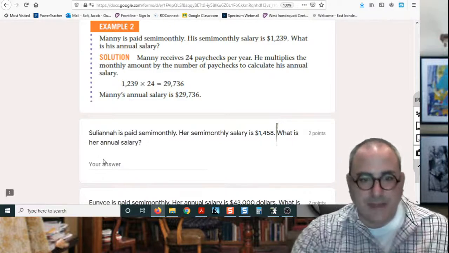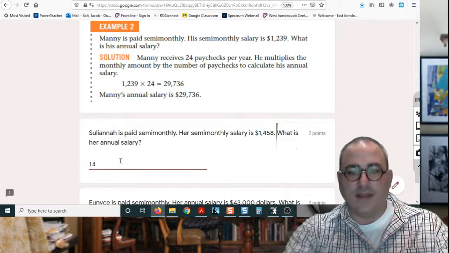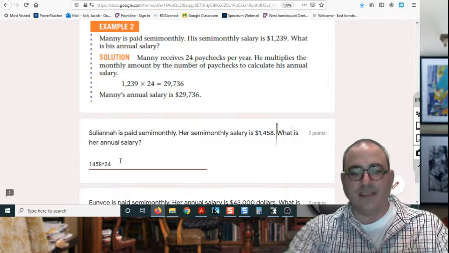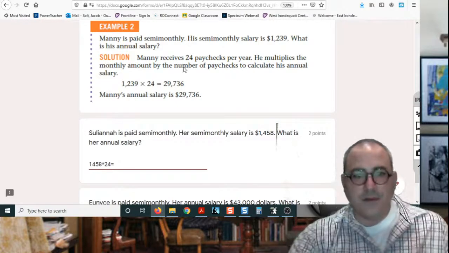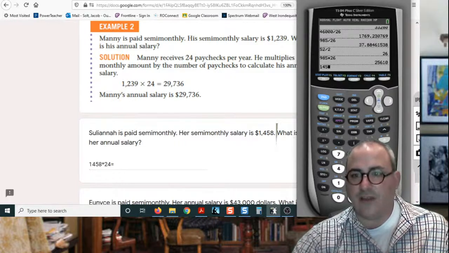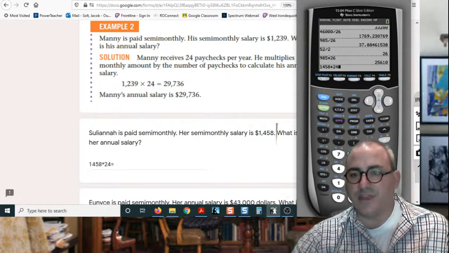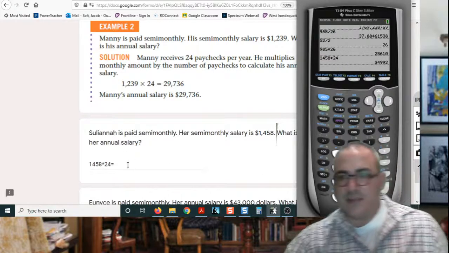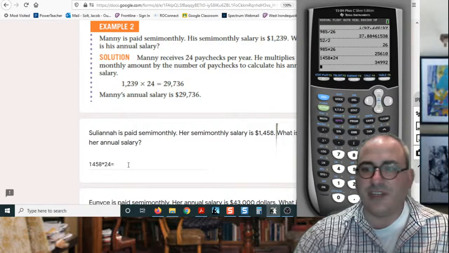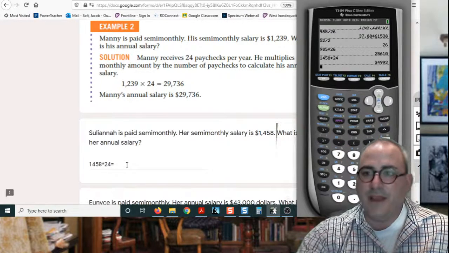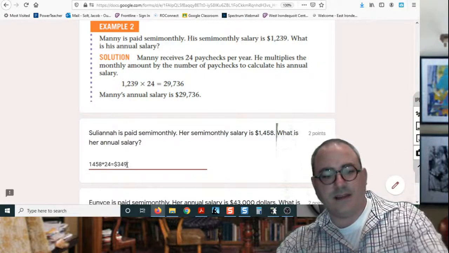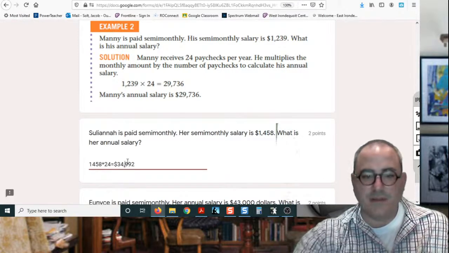All right, so we're going to reproduce basically what we had before. 1,458, we're multiplying by 24, and the reason is because there are 24 semi-monthly paychecks per year. I go to my calculator and let the machine handle all the heavy lifting when it comes to the computation. I'm just going to be the mathematical reasoner behind the scenes, interpreting the calculator and giving the calculator the information it needs to do that computation. So I got 34,992. Comma in there. All right.